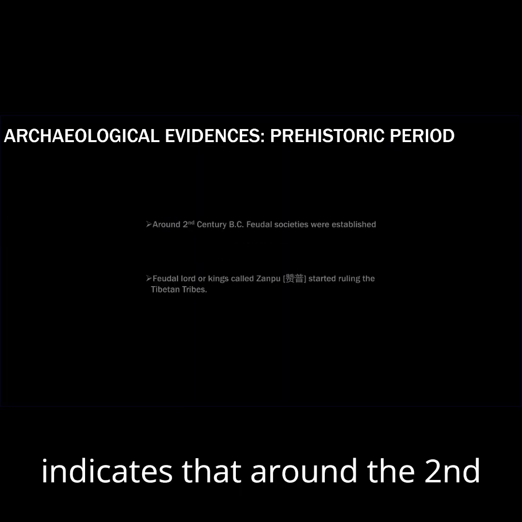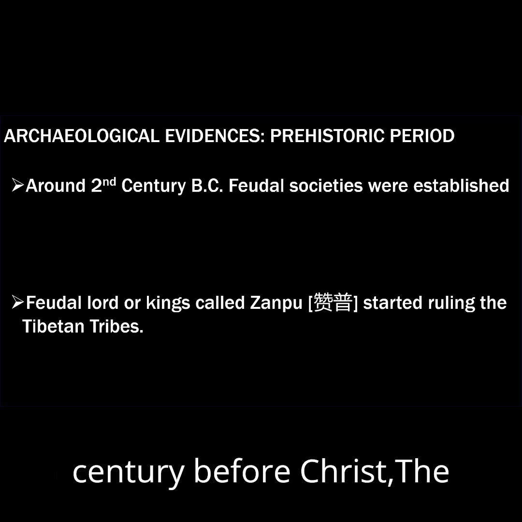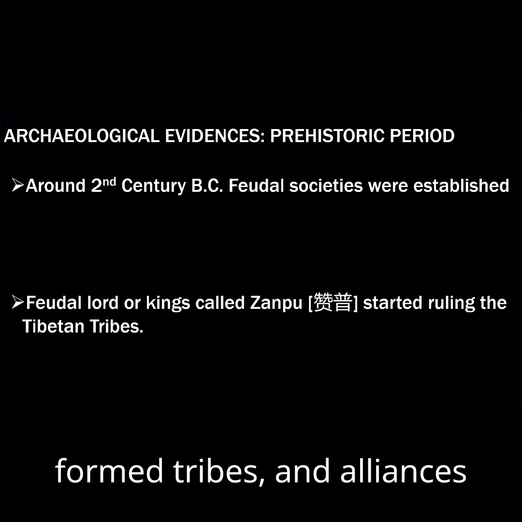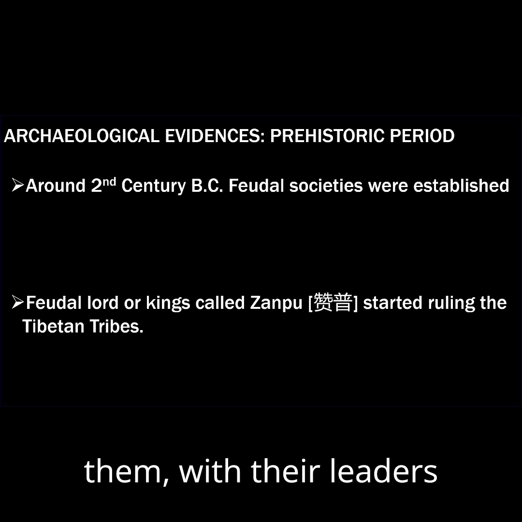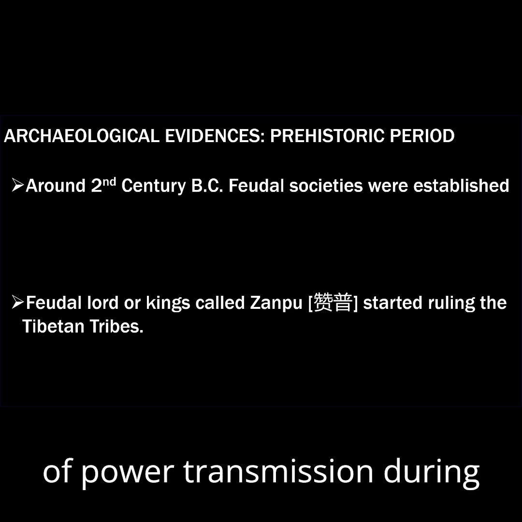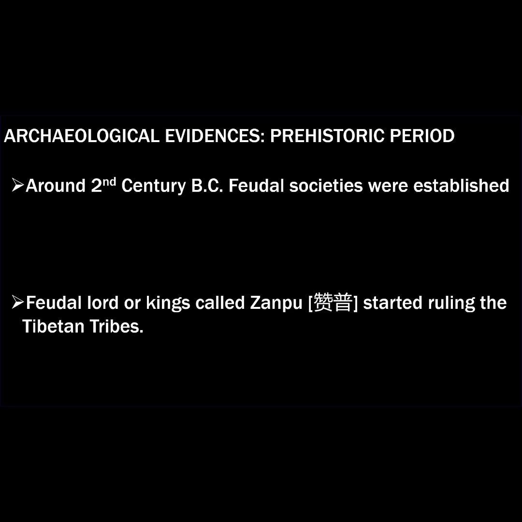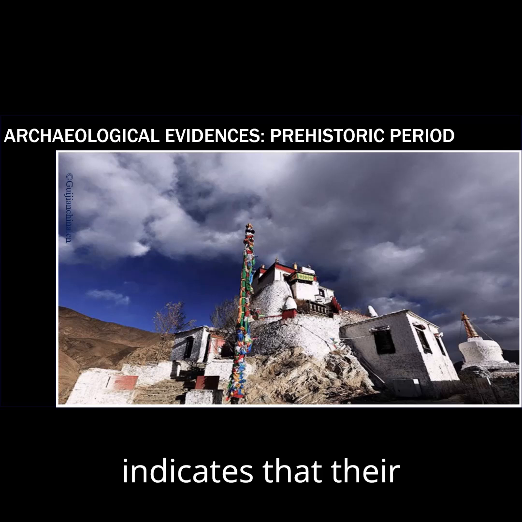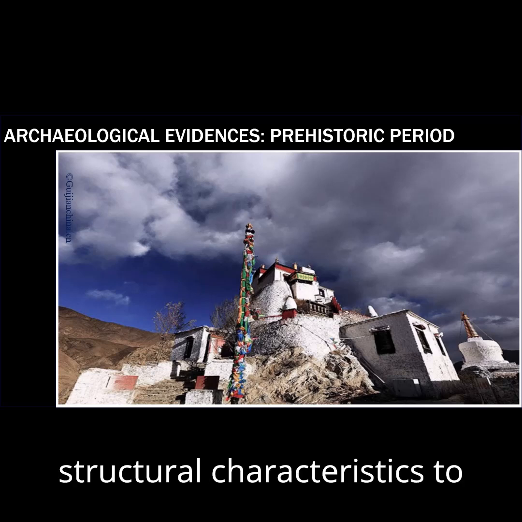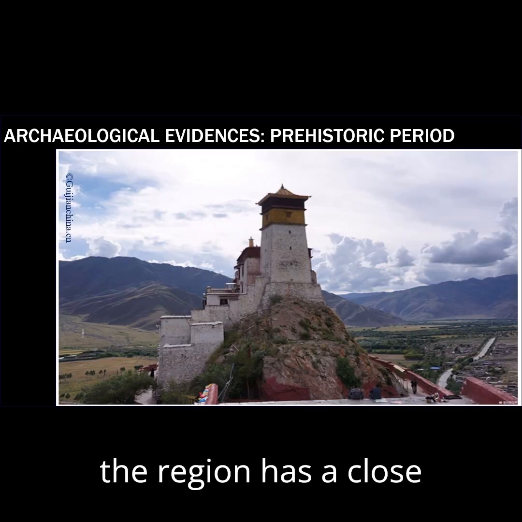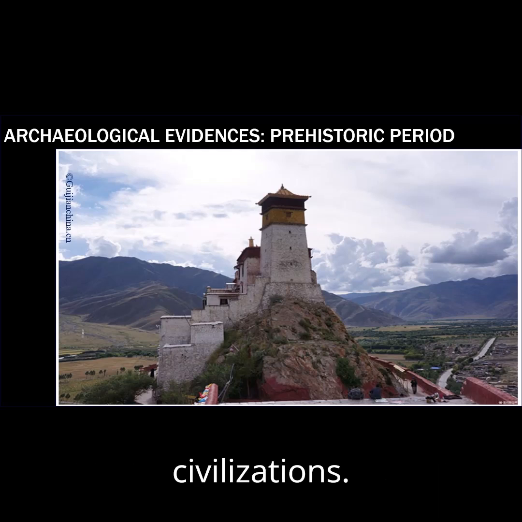Archaeological evidence indicates that around the 2nd century before Christ, the inhabitants here gradually formed tribes and alliances were established between them, with their leaders referred to as Zang, who adopted a hereditary system of power transmission during the feudal period. Archaeological evidence indicates that their burial sites are similar in architectural style and structural characteristics to ancient Chinese castle architecture, proving that the region has a close connection to ancient Chinese civilizations.